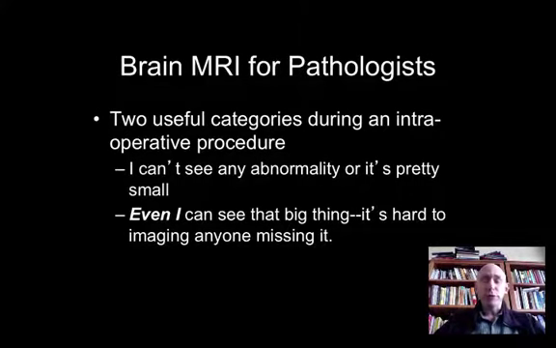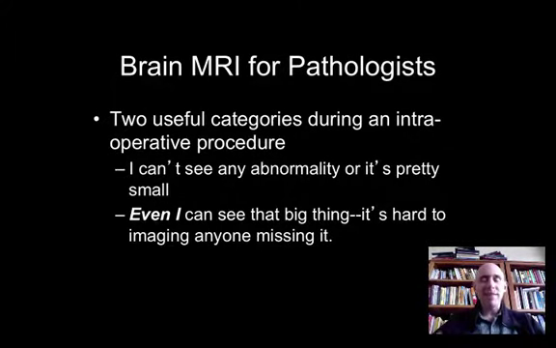There's two useful categories when a pathologist looks at a brain MRI. The first is, gosh, it's pretty subtle. In other words, you don't see any abnormality, or it's pretty small. Or, holy smoke, look at the size of that thing. You'll say to yourself, even I can see this big lesion. It's hard to imagine anyone would be able to miss it.